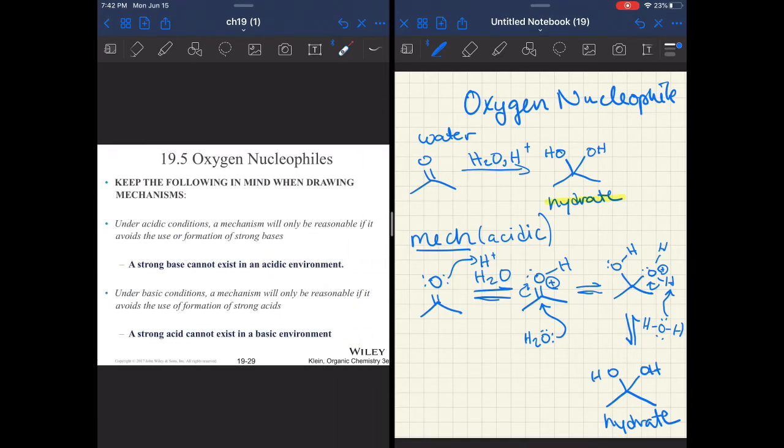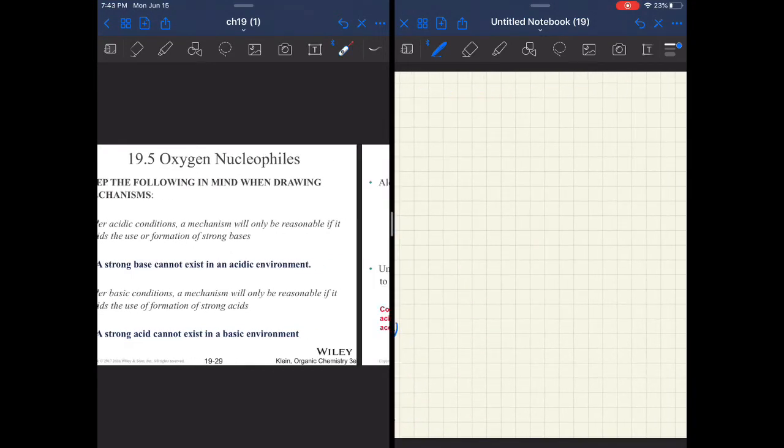Now, again, I say again because I'm pretty sure I said this in the last video. Pay attention to the conditions. A strong base cannot exist in an acidic environment. A strong acid cannot exist in a basic environment. I will remind you of this multiple times.